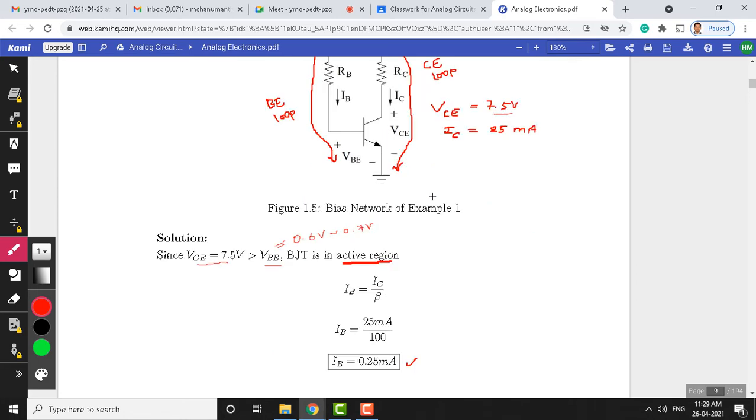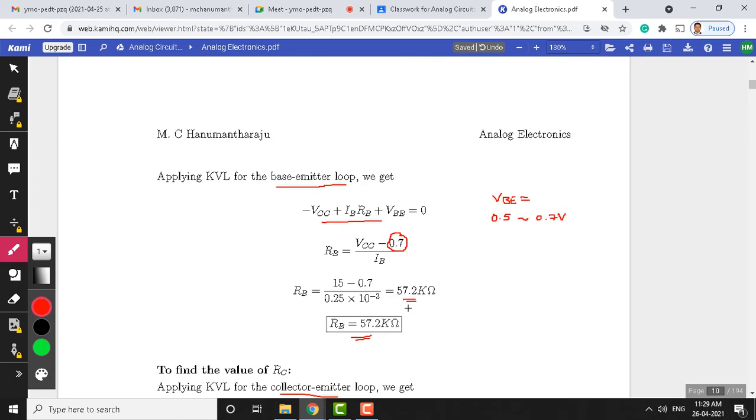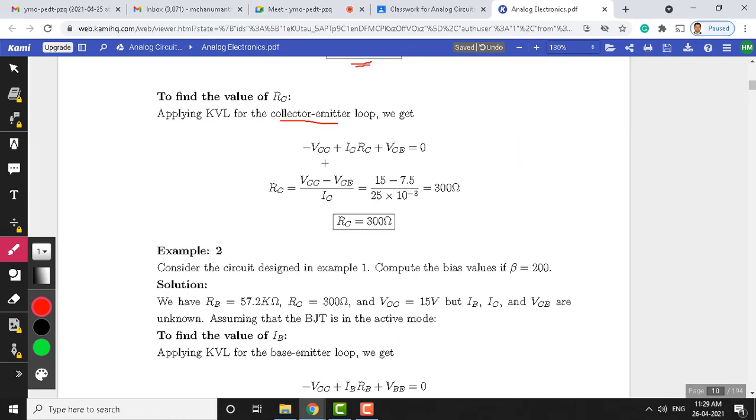Okay. So, after applying KVL to the collector emitter loop, the equation is minus VCC plus IC times RC plus VCE equals zero, which is already shown here. Now, we can derive the value of RC. RC is going to be VCC minus VCE divided by IC, which is 15 minus 7.5 divided by the IC value, 25 milliampere here. So, substituting all these values and simplifying, the value of RC is found to be 300 ohms here. So, this is the value of RC.